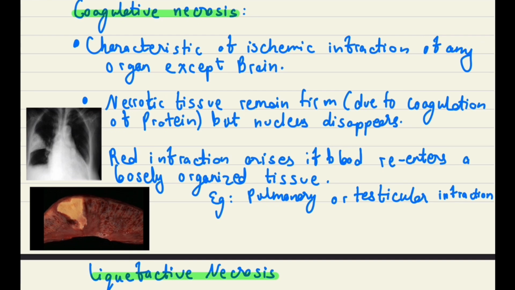Okay, and it is a characteristic of ischemic infarction of any organ. In ischemic infarction of any organ except brain, there is coagulative necrosis, because in brain there are microglial cells which produce some lytic enzymes, due to which liquefactive necrosis occurs. In brain, liquefactive necrosis occurs; except that, in other ischemic infarction of organs there is always coagulative necrosis.